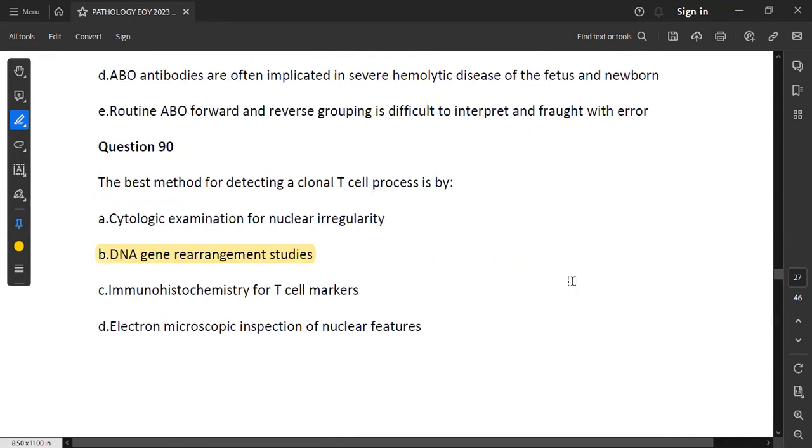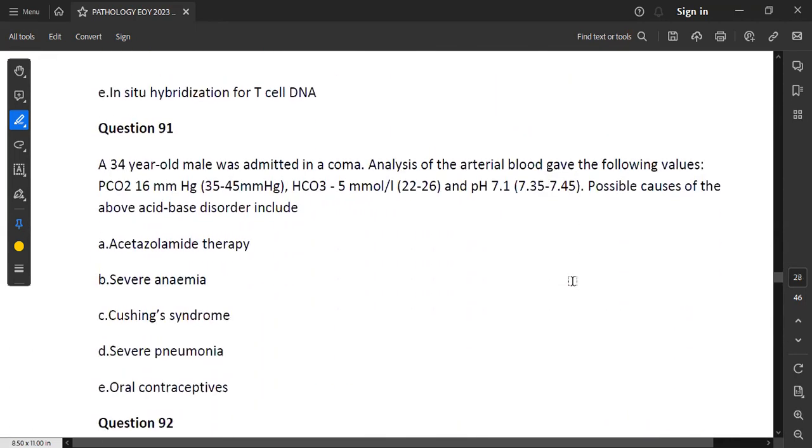We go to question 91. A 34-year-old male was admitted in a coma. Analysis of the arterial blood gave the following values. PCO2 is 16, which is low; the reference is 35 to 45. Bicarbonate, HCO3, is 5, so it's low. pH is 7.1, low, so that's acidosis.